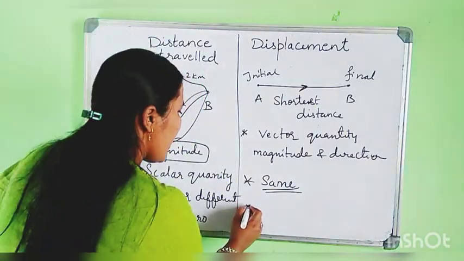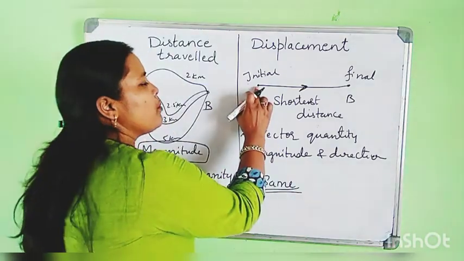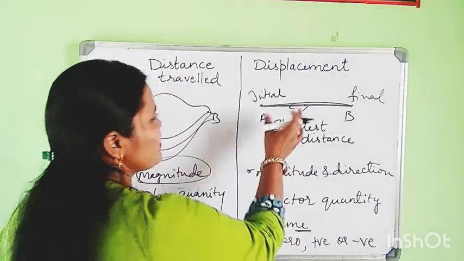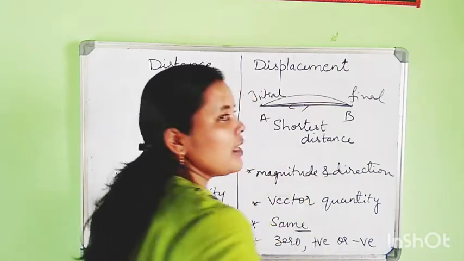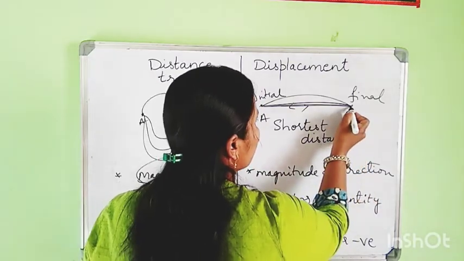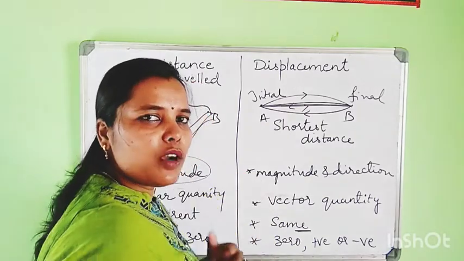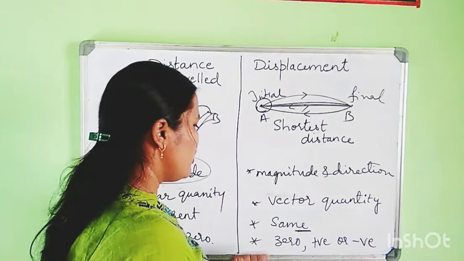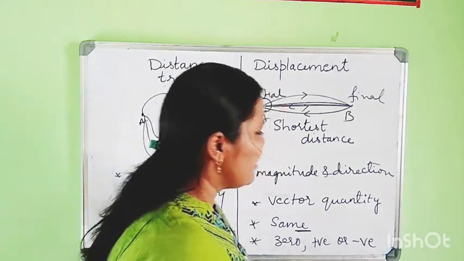Next, displacement may be positive. The body can move from A to B, or it can move from B to A. Displacement is positive when it moves from A to B. It may be negative because it can move from B to A, right? And when the body is not moving, we can say that it is 0. Understood? Therefore, the magnitude is 0, positive or negative.